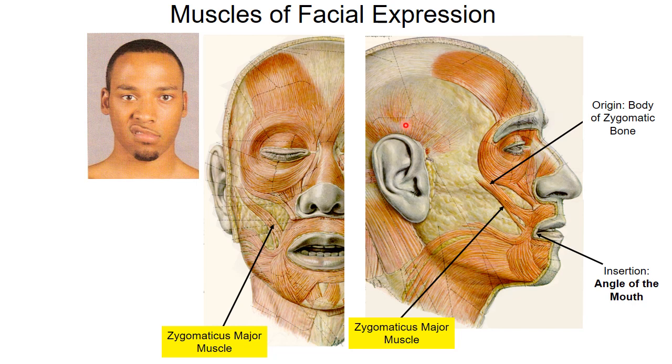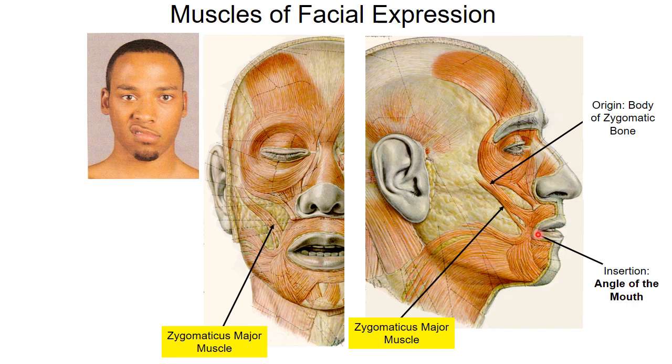We have a muscle that's taking its origin more or less off the zygomatic bone, which would be right about here, and that's going to head down this way and insert here on the angle of the mouth. What we commonly refer to as the corner of the mouth is more properly referred to as the angle of the mouth, or angulus oris.